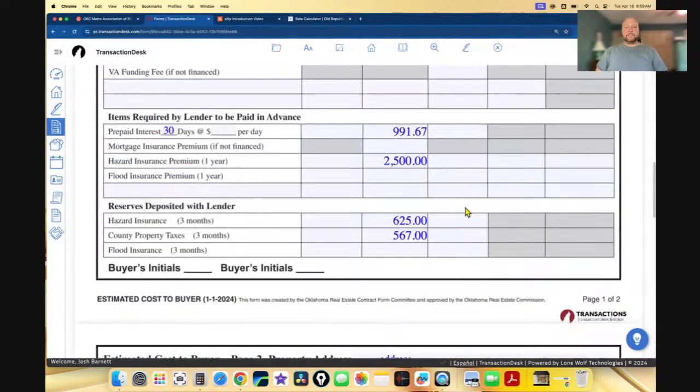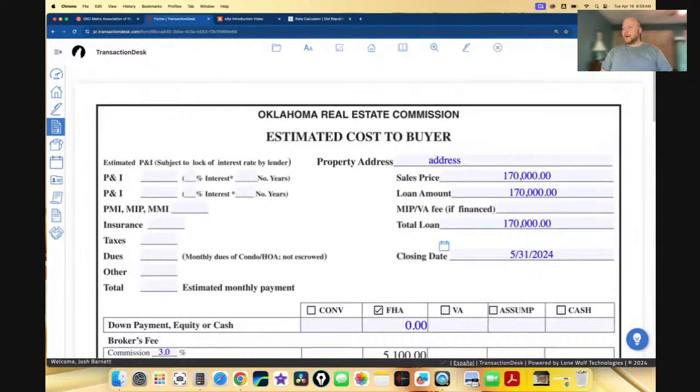$6,203.67. And that right there, folks, is how you complete the estimated cost to buyer form.